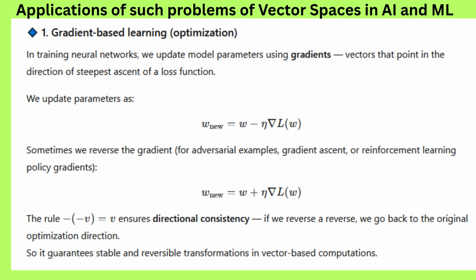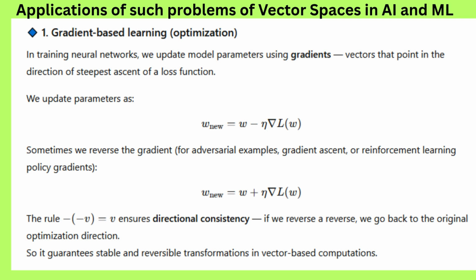When you train neural networks, we update model parameters using gradients, vectors that point in the direction of the steepest ascent of a loss function. So we have parameters as below. Sometimes we have to reverse the gradient for adversarial examples, gradient ascent, or reinforcement learning policy. So we have to go back to where we started just to ensure that our forecast is correct.